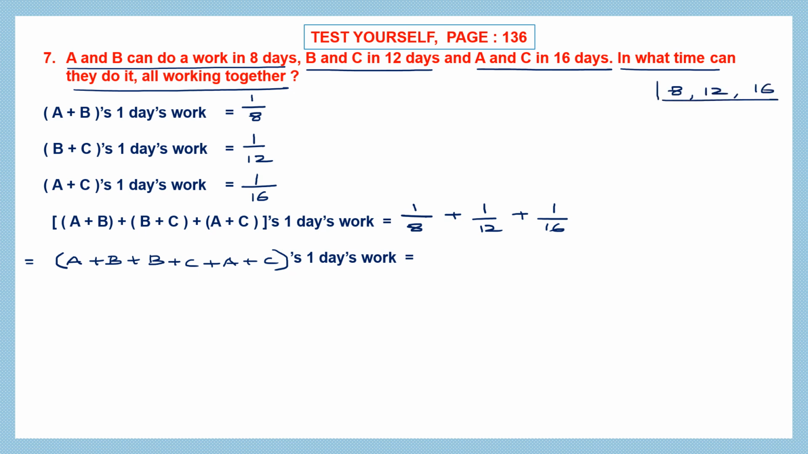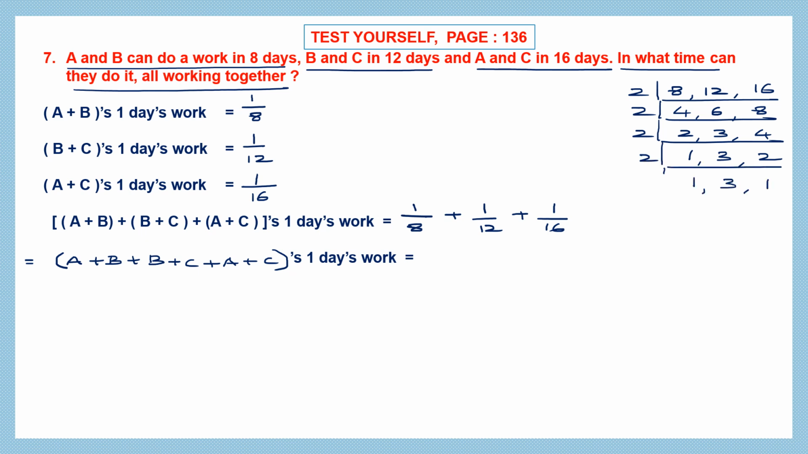Here we start with 2. 2 4s are 8, 2 6s are 12, 2 8s are 16. Continue again with 2. 2 2s are 4, 2 3s are 6, 2 4s are 8. Continue again with 2, 2 1s and then bring down 3, 2 2s are 4. Continue again, 1, 3 and 1, and now we're going to use 3. So 1, 1 and 1. Now the LCM is equal to 2 into 2 into 2 into 2 into 3. Let's multiply: 2 2s are 4, 4 2s are 8, 8 2s are 16, 16 3s are 48. So the LCM is 48.